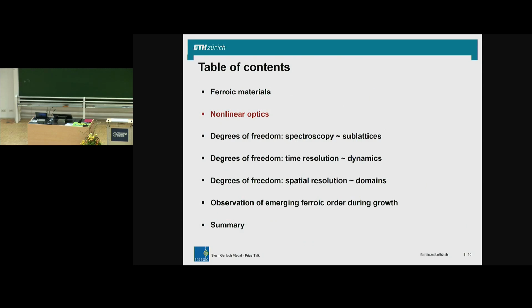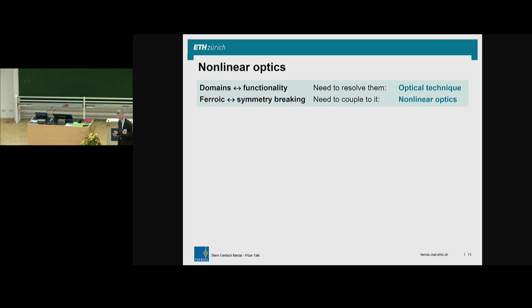Good, and then nonlinear optics, why would we need that? So we learned from the definition of a ferroic, there are domains. Regions, you would like to see them, so you need spatial resolution, and humans are eye animals, so you would think about optical techniques. Then we have symmetry breaking, ferroic order breaks symmetry. So then we make the step from optics to nonlinear optics, because nonlinear optics is very symmetry sensitive.